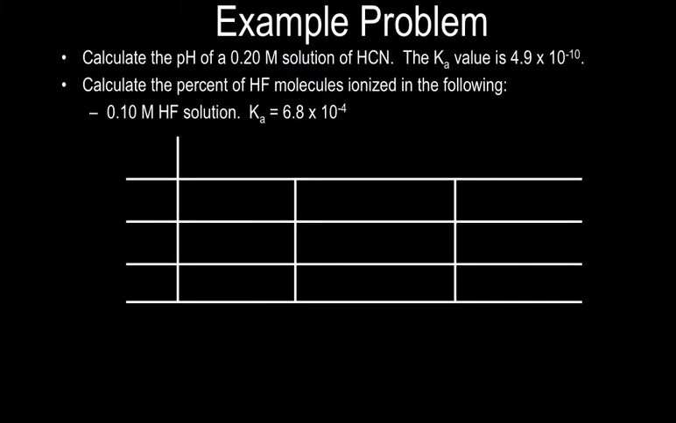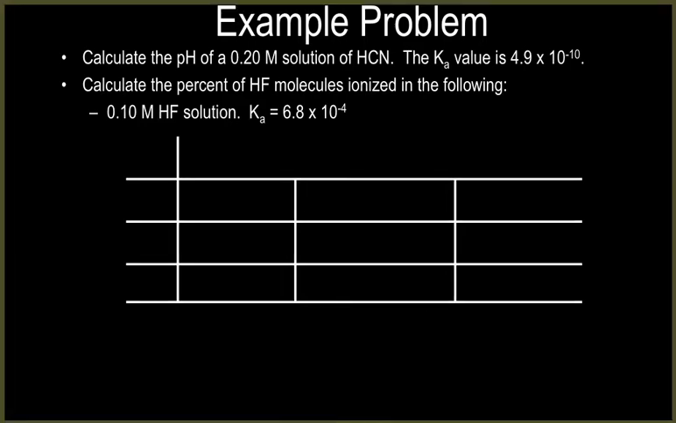Okay, now let's look at one last example here. This is one where they don't give us anything at equilibrium. So this one says we have HCN. HCN is going to dissociate into H plus CN minus. Okay, this is our ice table.